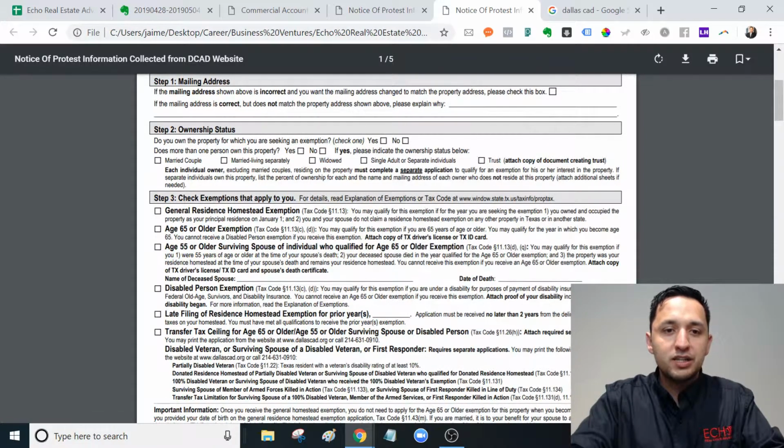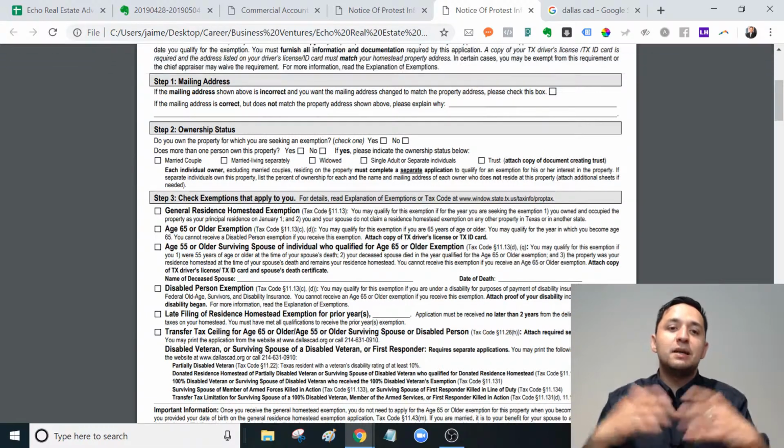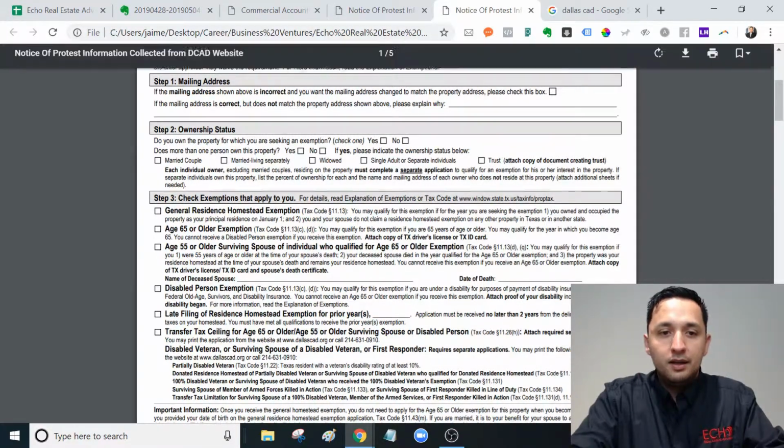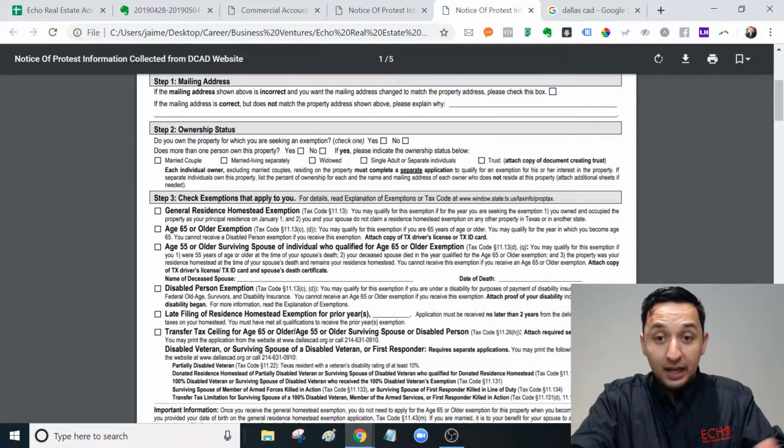Does more than one person own this property? We're going to put no. If yes, please indicate the ownership status below. So the most frequent one is marriage. So if you're married, you would click there and then go on.